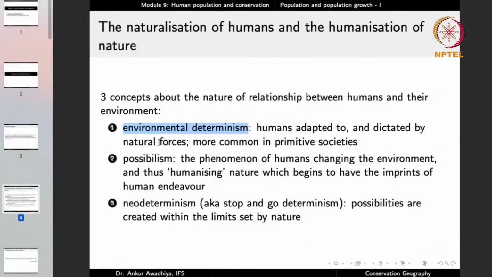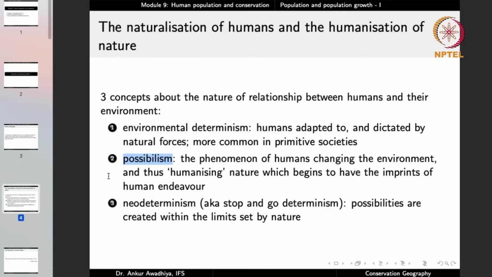Now, the humans could not, say, grow their own crops or rear the animals by themselves because they were at the mercy of nature. The environment determined what they were doing. Whatever was available, that was used, and if things were not available, there was hardly anything that humans could have done. So, in this stage, the nature predominated. The humans had very little, if any, impact on the nature. So, that is environmental determinism, the stage where the environment determines things.